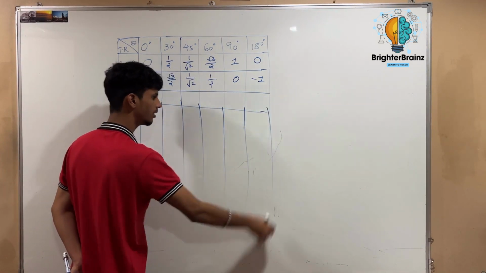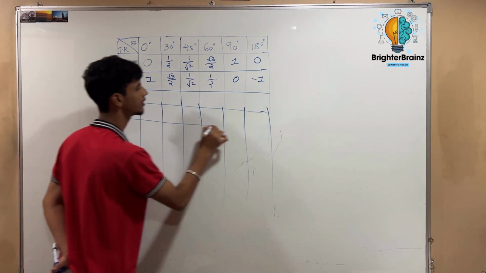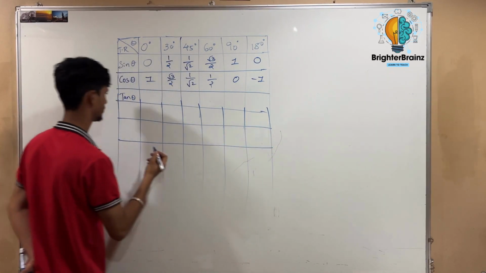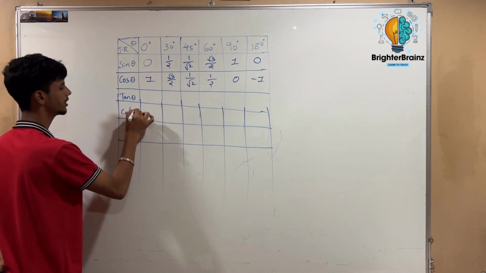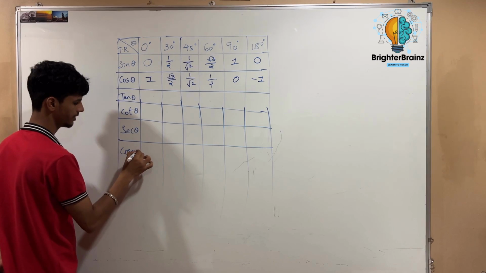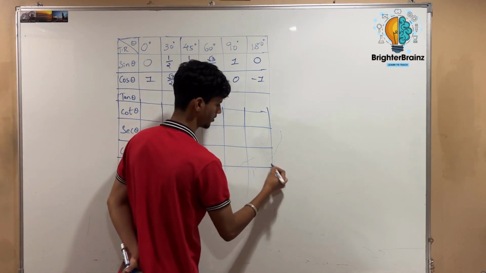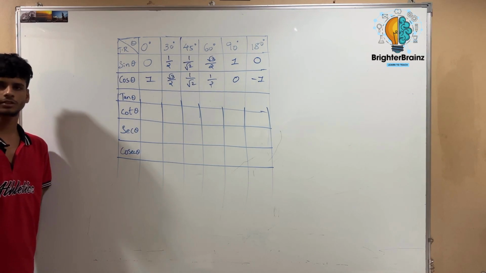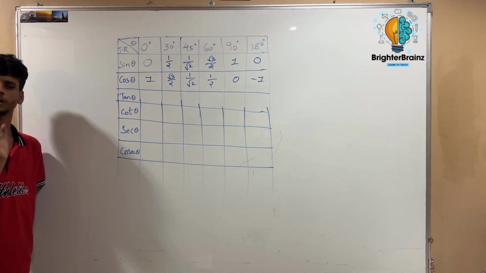Please draw neatly so that it will be useful while solving the problems. Tan theta, cot theta, secant theta, cosecant theta: these are the 6 trigonometric ratios which we use. Here I will tell you a small trick to remember.